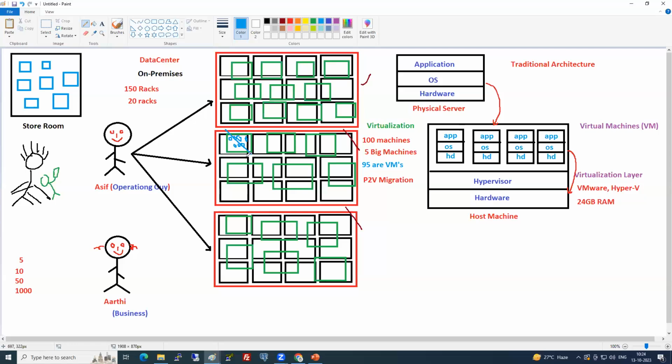And that new guy said, from now onwards, I will be handling the data center, Asif. You go and get lost from here. Get out. Don't worry about the data center. So Asif is very happy.